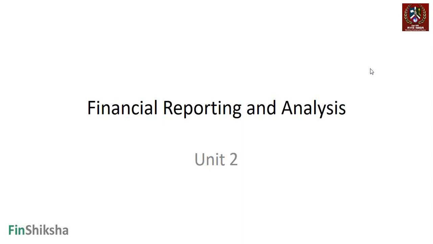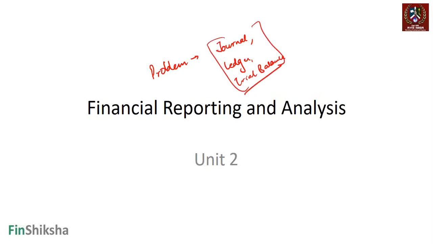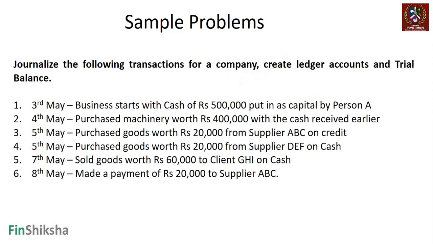We continue with our discussion on FRA Unit 2, and in this particular video we're going to use a couple of examples. We're going to look at a problem and try to solve it by creating the journal, creating the ledger, and then also creating the trial balance around it. So effectively we're going to solve these three portions: journal, ledger, and trial balance, right? Without much ado, let's get into the actual problem and try to gauge what the statements are.